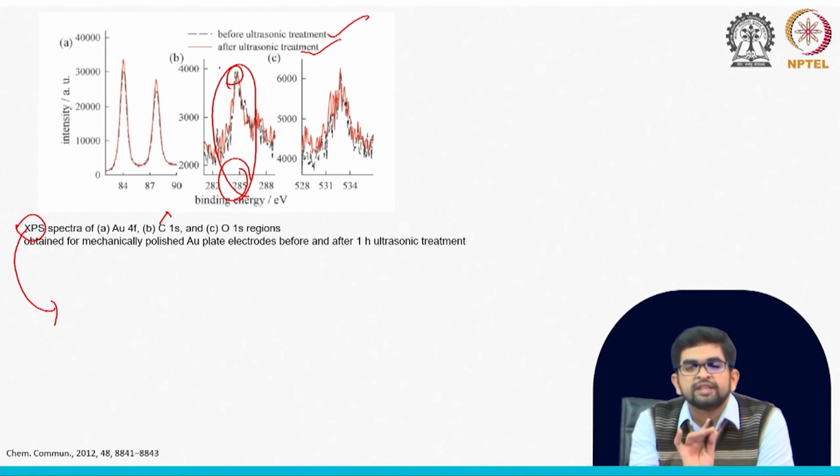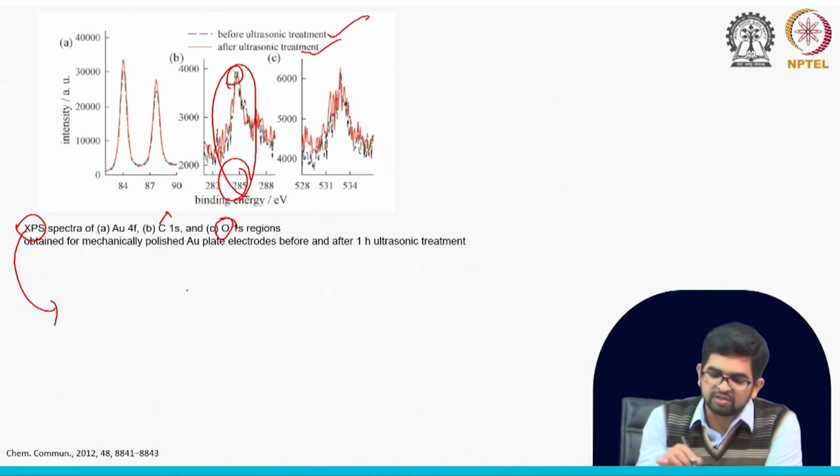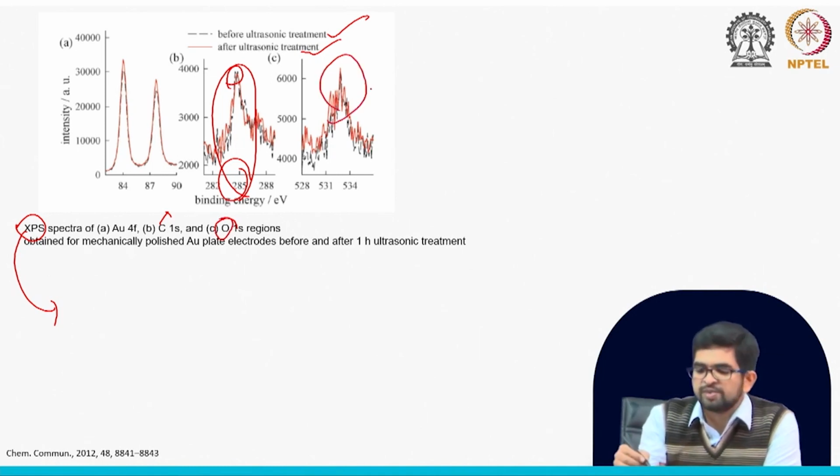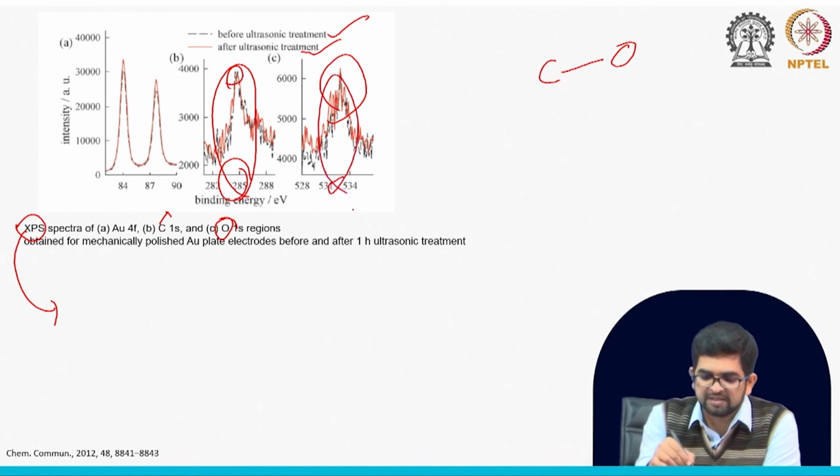It means there is not that much carbon-based contamination. So, we can easily eliminate the contamination effect for this deactivation. You can also check the oxygen region. If there is organic material, carbon and oxygen may also be present, right. So, the oxygen peak you can also check in this region.